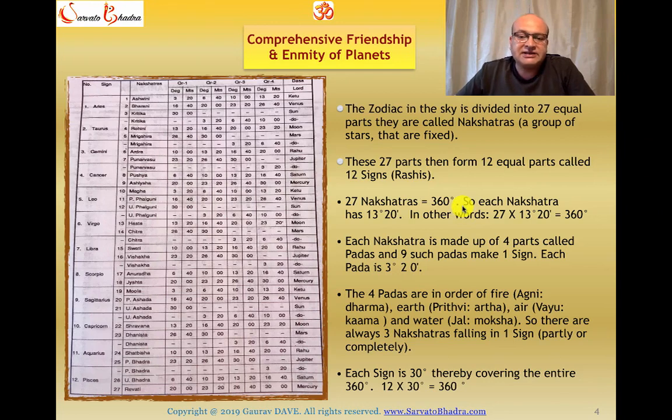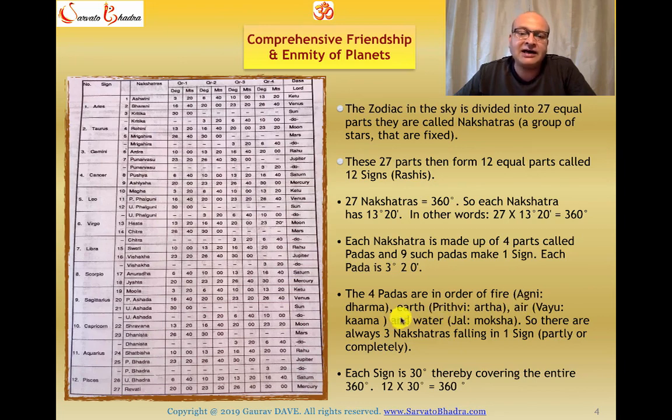The four padas of the nakshatras represent four ayanas, four goals of life as described in Sanatan Dharma. They are Agni, Prithvi, Vayu, Jal. Dharma, Artha, Kama, Moksha. These are the four primary goals of our life. So, four padas are in the order of fire, earth, air, and water signs.